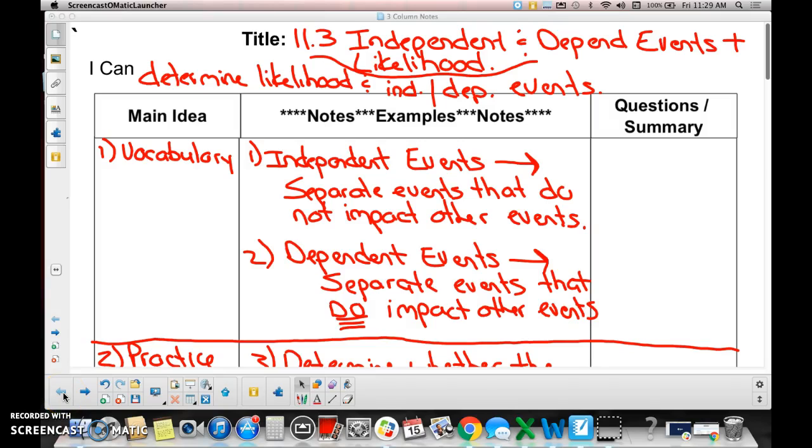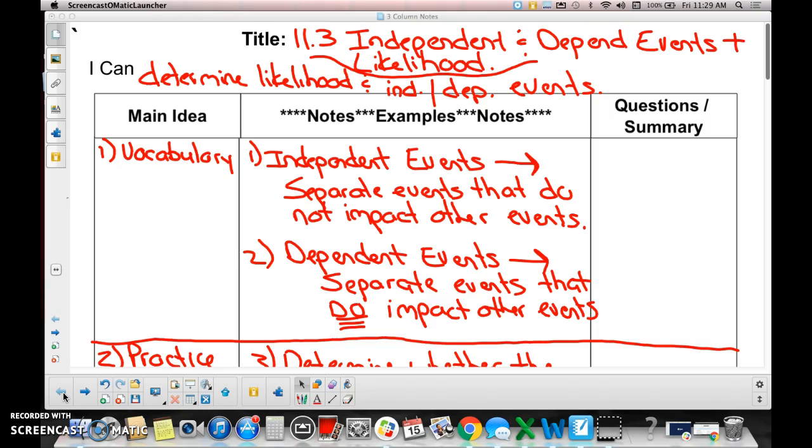11.1 independent events plus likelihood. It's actually 11.3, but thank you. Very well done. Thank you, Mariah. Can somebody read the I can statement extremely loud? Josh, go. I can determine likelihood and dependent events.